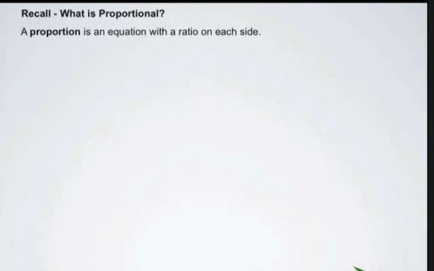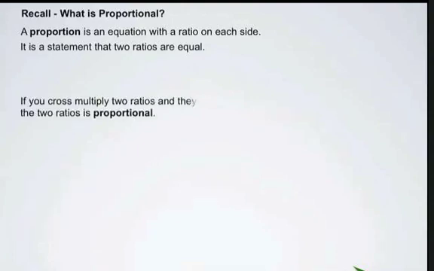Now we're going to take a look at proportions. A proportion is an equation with a ratio on either side of the equal sign. It's a statement that forces 2 ratios to be equal. If you cross-multiply 2 ratios and they are equivalent, then the relationship between the 2 ratios is proportional.